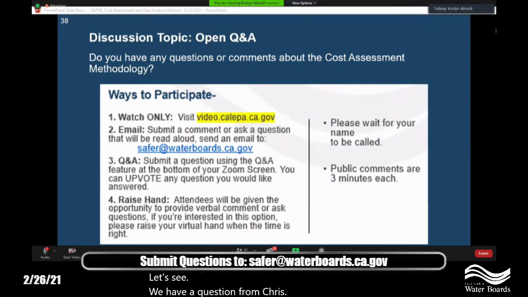He asks, how will the aquifer risk model be updated and or address areas of the state with limited GAMA data where there are large numbers of domestic wells? We do have Emily on the line, who is part of the GAMA team. Emily, do you want to address this question?